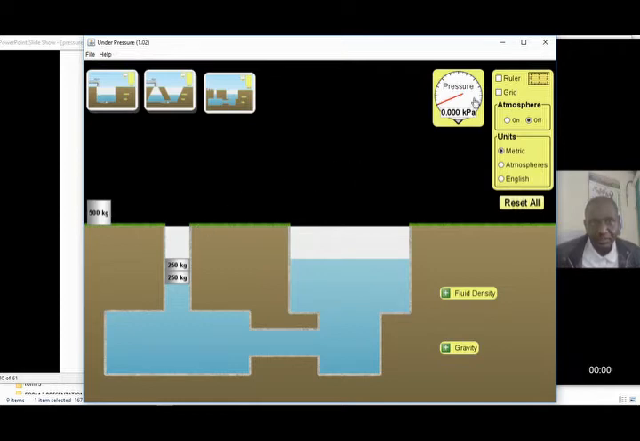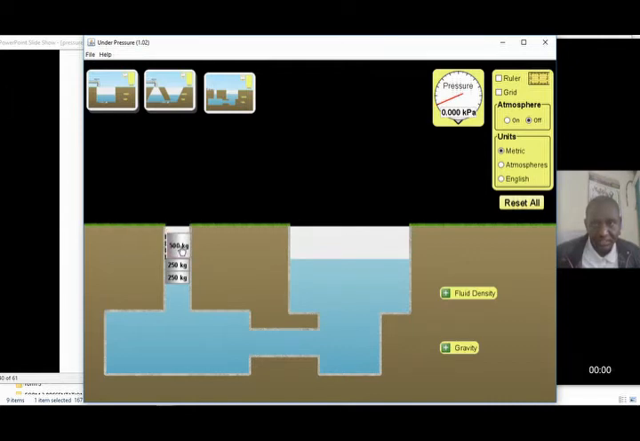So, what is the pressure here? The pressure at this point, 5.0. What is the pressure at this point? Pressure at this point, 5.0. The pressure at this point is exactly 5.0. It's transmitted equally to all other parts of this liquid. And it's the same. Goes to the other side.